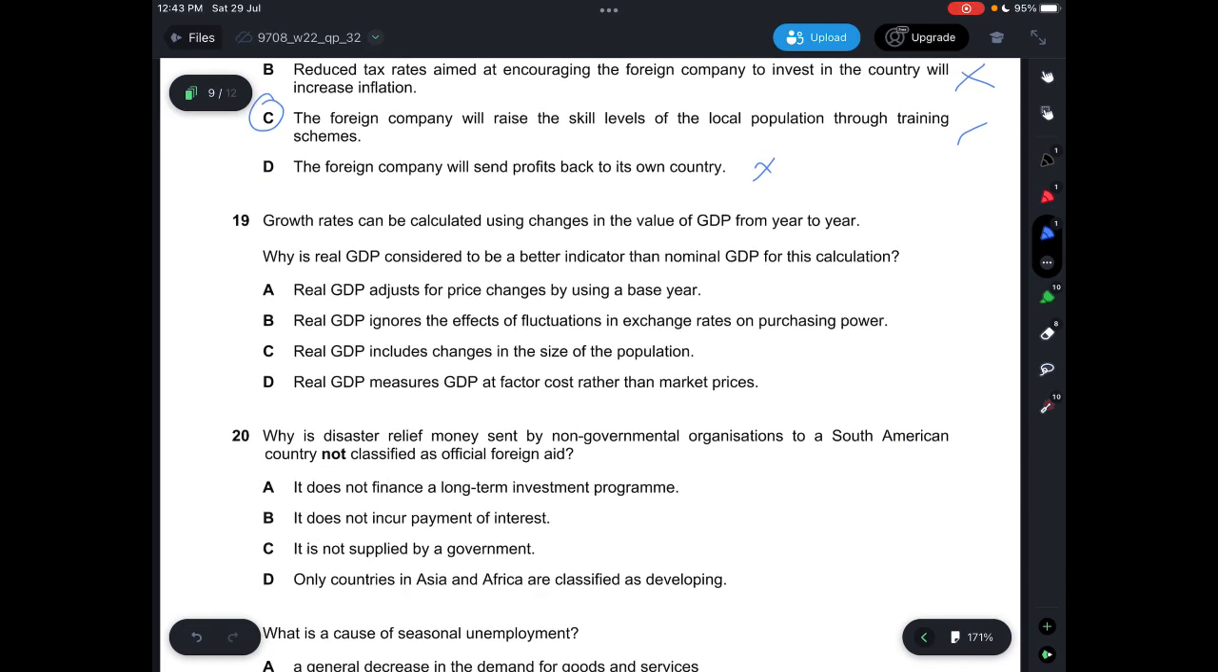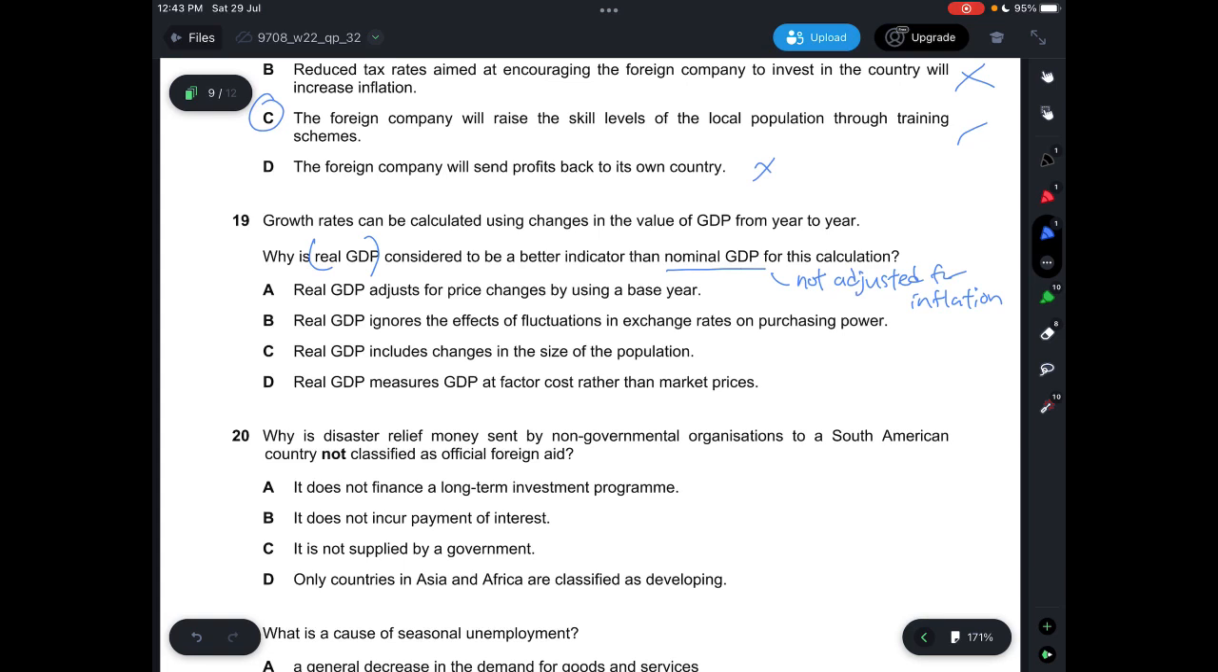Question 19, growth rates can be calculated using changes in the value of GDP from year to year. Why is real GDP considered to be a better indicator than nominal GDP for this calculation? Nominal GDP is GDP not adjusted for inflation. So rather than looking at nominal GDP, we should look at real GDP. And let's take a look at the four options.